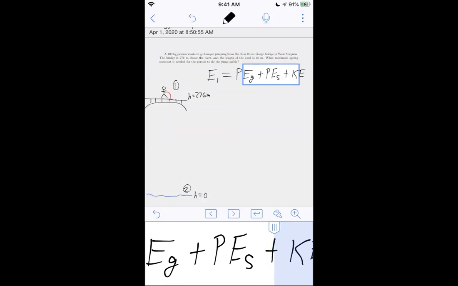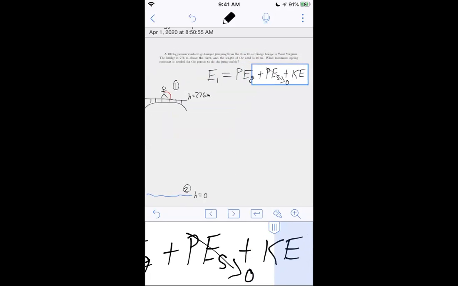But the bungee cord is not stretched at first, right? It's not going to stretch until the person has jumped and gone down at least 40 meters, because that's the length of the bungee cord. So I can cross out the spring potential energy and say that's zero.